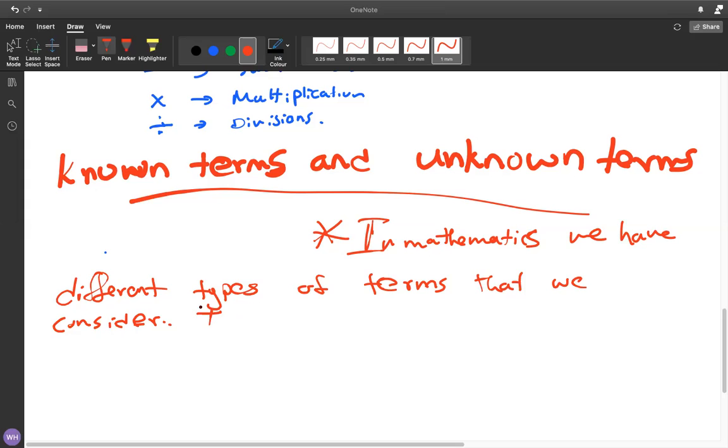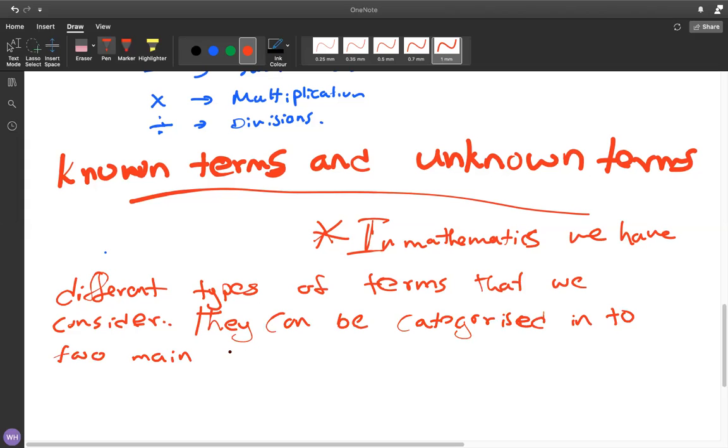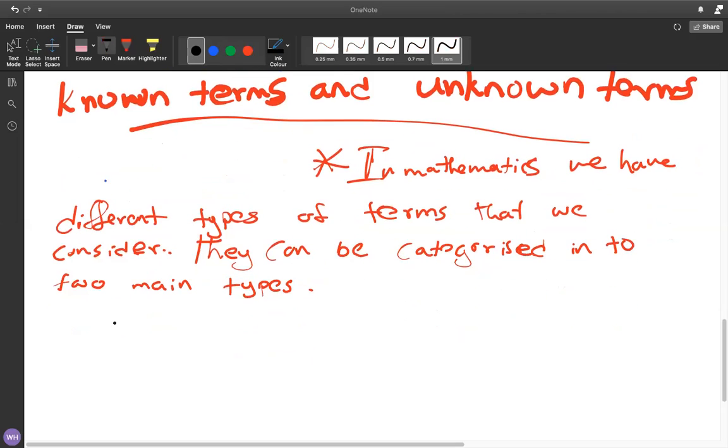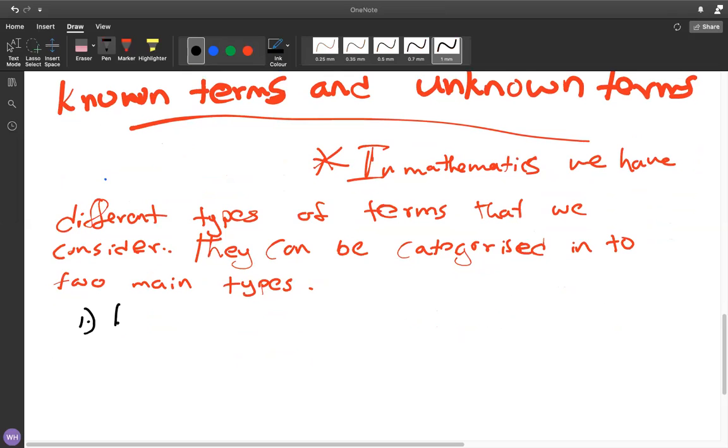They can be categorized into two main types. Number one, known terms.